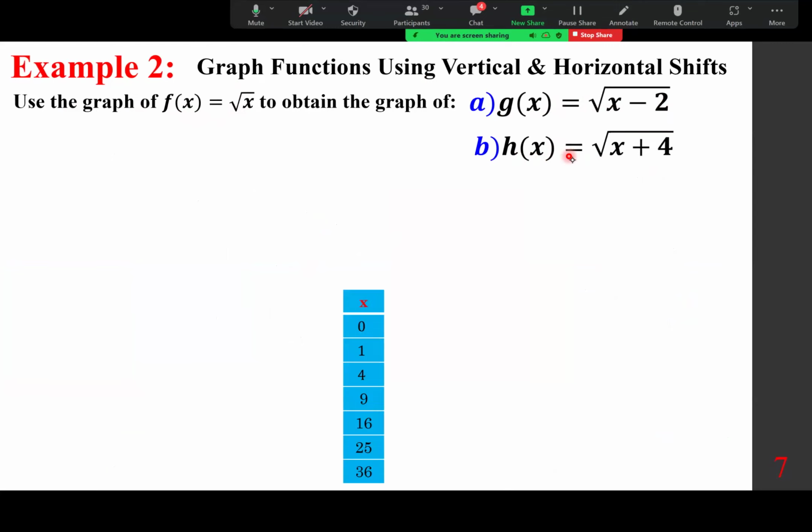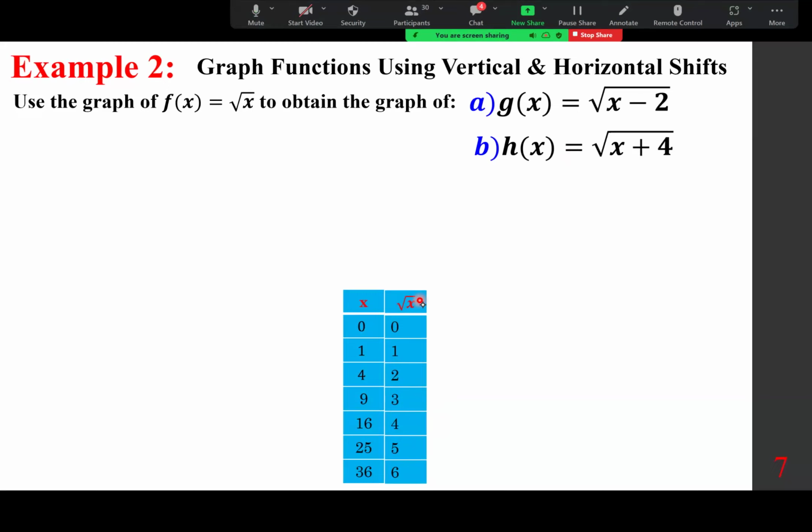And let's go with easy numbers, everybody. The reason we go with 0 is because square root of 0 is 0, square root of 1 is 1, square root of 4 is 2, square root of 9 is 3, 16 is 4, 25 is 5. So we know those. We don't need a calculator. So these are the answers for x and square root of x.